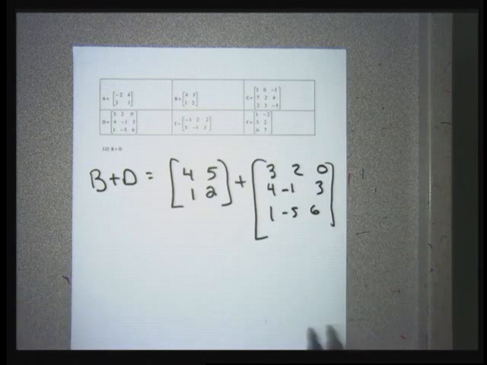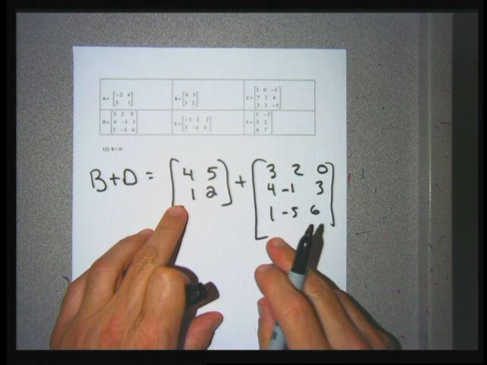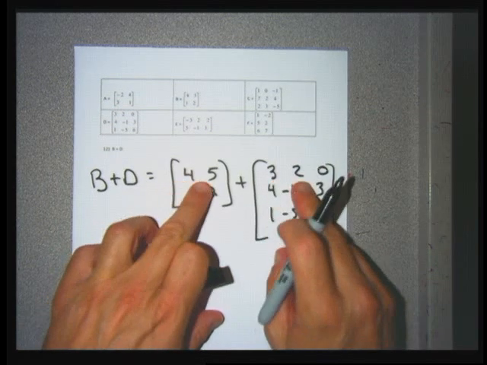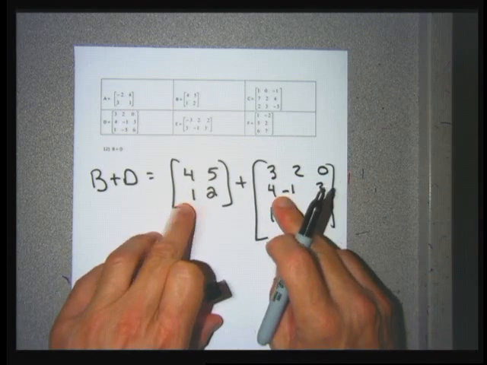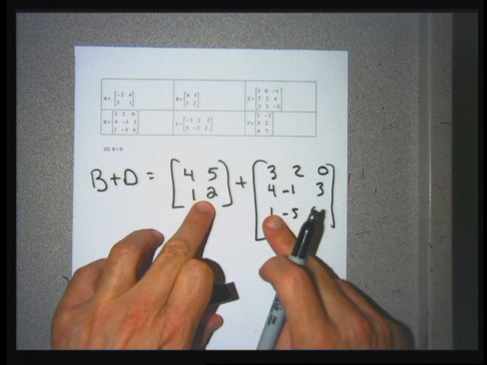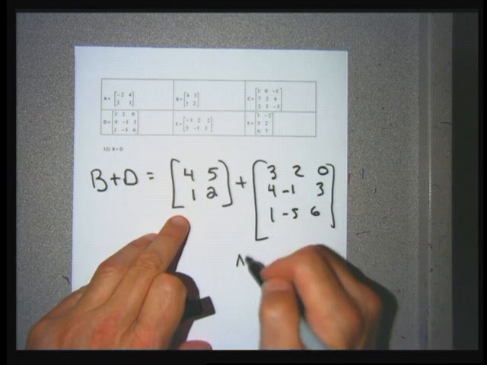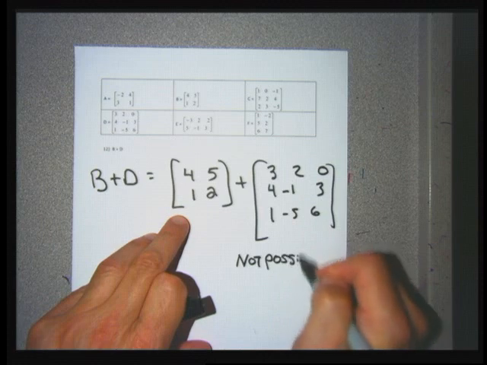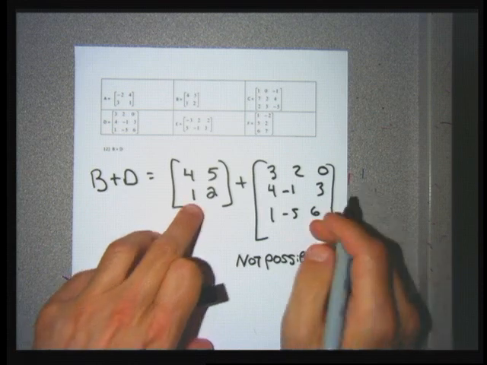In order to add two matrices, you have to have a one-to-one correspondence. So like this 4 would match up with this 3, that 5 would match up with the 2, the 1 with the 4, this 2 with the negative 1, but there's nothing to match up with any of these, so this is just going to be not possible. In order to add two matrices, they have to be the same size.